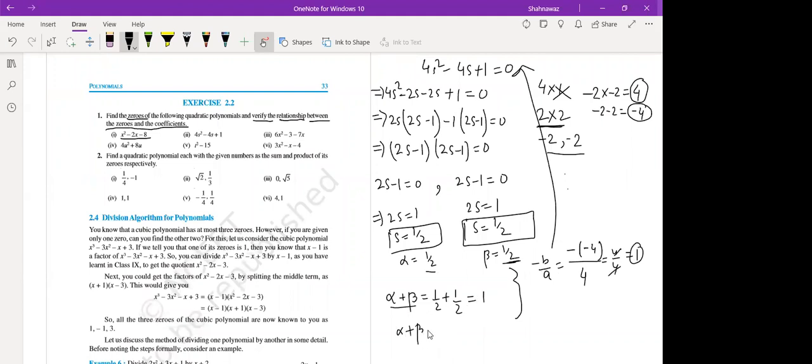I will not prove the other part. So alpha into beta is c by a. Okay, so take the screenshot if you want to.